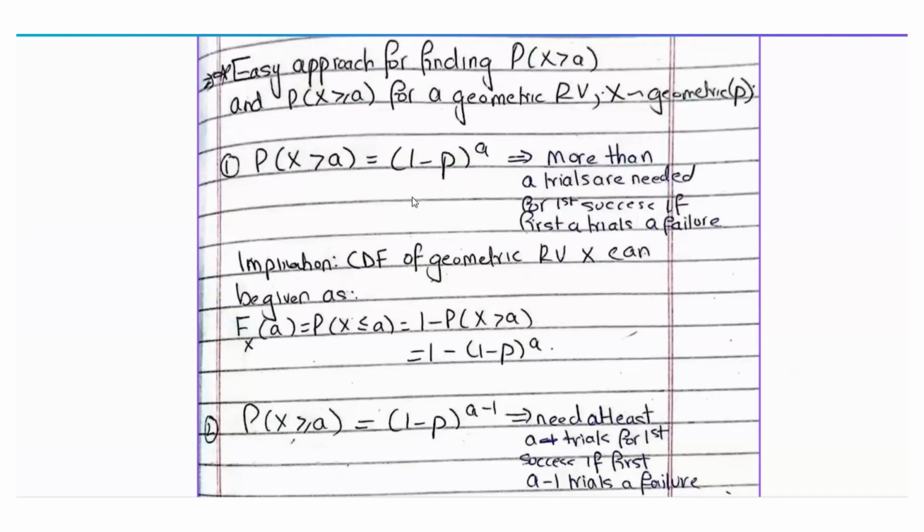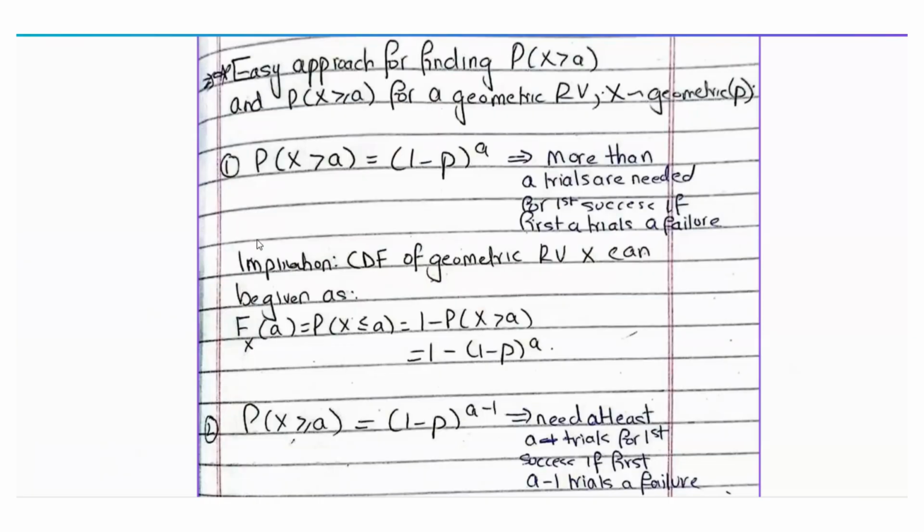So probability x is greater than a is just 1 minus p power a, because the first trial is failure and second trial is failure and third trial is failure, so on till ath trial is failure. Again, all trials are independent with the same probability of success and failure for each trial. So this just ends up becoming 1 minus p power a, right? So this is the probability that more than a trials are needed for first success, which would only be needed if the first a trials were a failure. So this is the probability the first a trials were a failure, which is just 1 minus p power a.